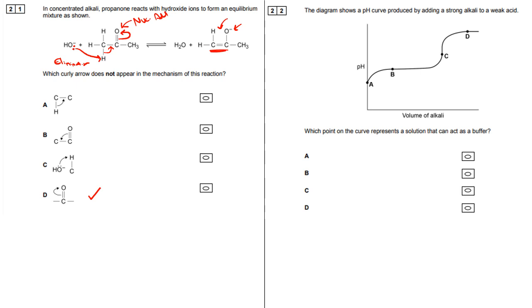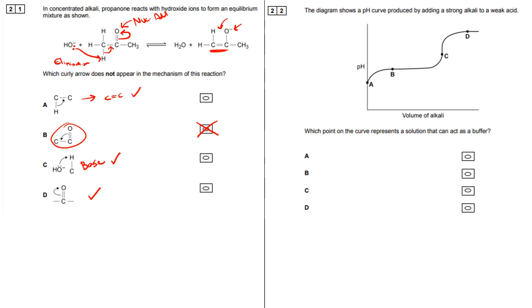So your hydroxide ion acts as a base, accepts a proton. That arrow is correct. A pair of electrons in the C-H bond snap upwards to form a C=C double bond. So that also happens. The electrons don't come down here. You've not come across any arrows like that in any of the mechanisms you've learnt. So this one is not going to appear in the mechanism.